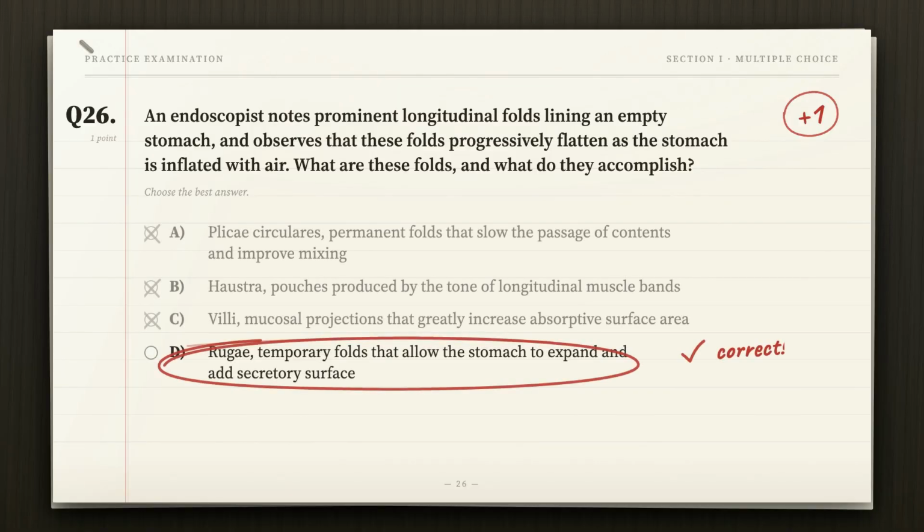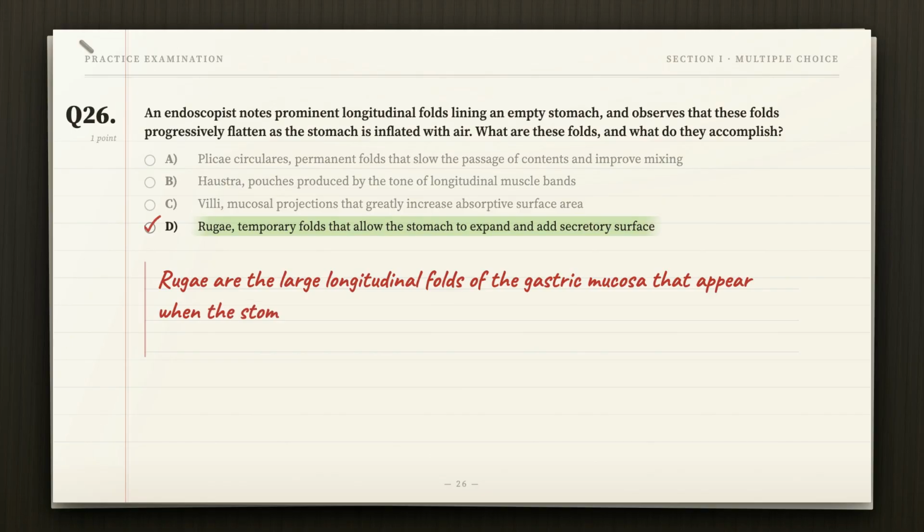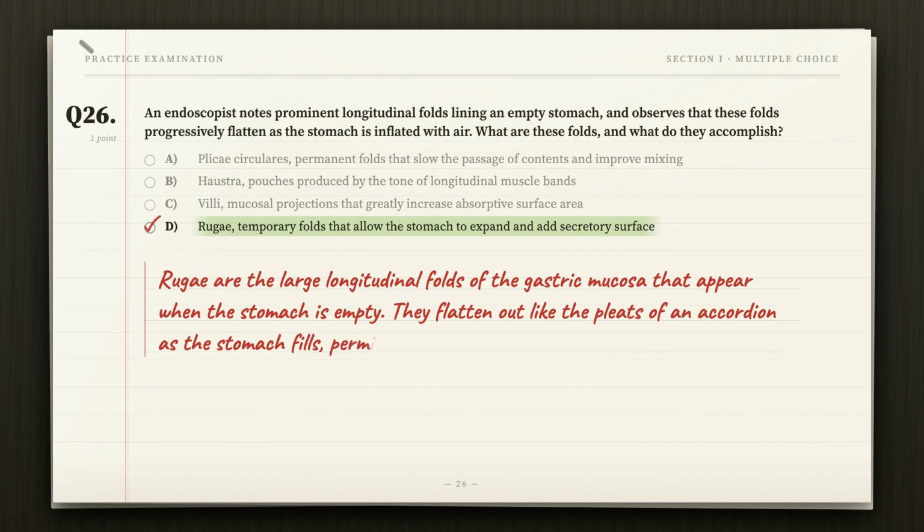The correct answer is D. Rugae, temporary folds that allow the stomach to expand and add secretory surface. D is correct because rugae are the large longitudinal folds of the gastric mucosa that appear when the stomach is empty. They flatten out like the pleats of an accordion as the stomach fills, permitting dramatic expansion, and while present they add surface area for the gastric glands to secrete into.